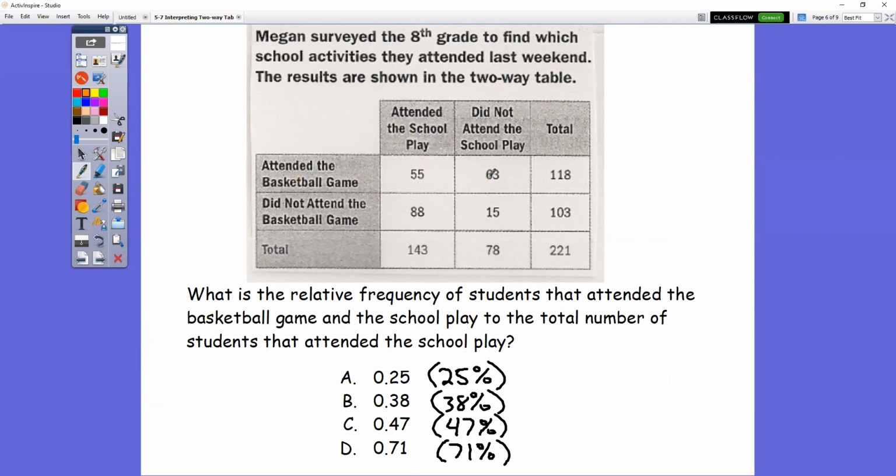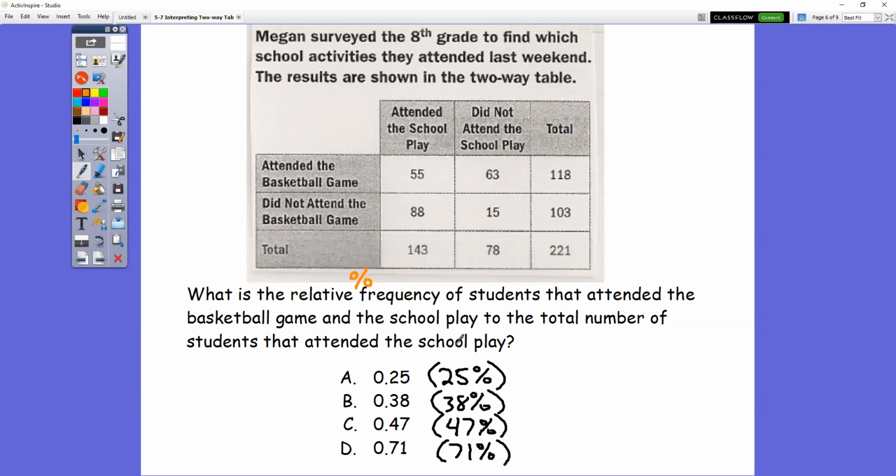63 people went to the basketball game, but not the school play. 88 people went to the school play, but not the basketball game. And then 15 kids didn't go to either one. They didn't go to the basketball game, didn't go to the school play. So this one says, what is the relative frequency?